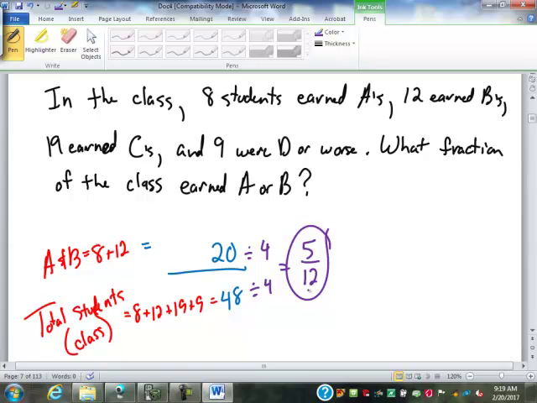Okay, it's about time for our break, so let's go ahead and take our break. We'll do 10 minutes. We'll come back at about 9:29, and we'll start with our second half.